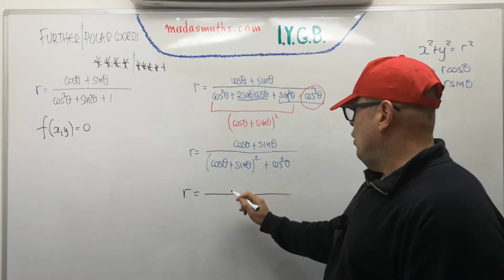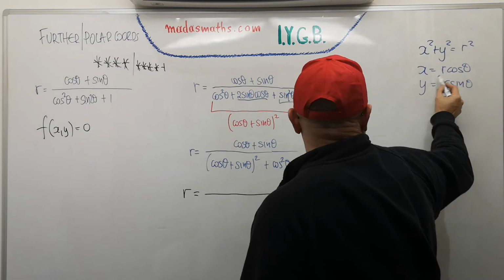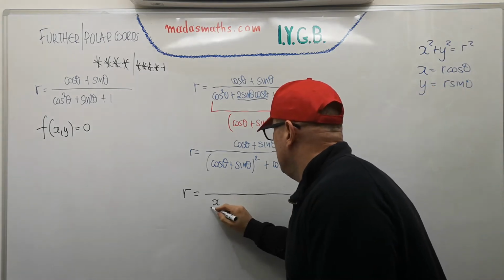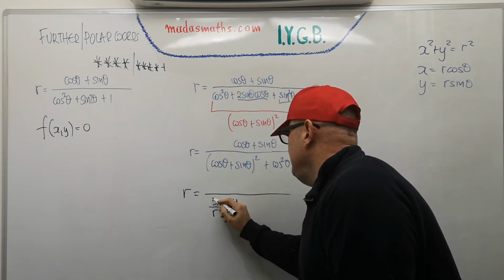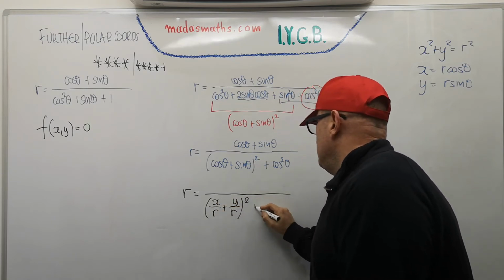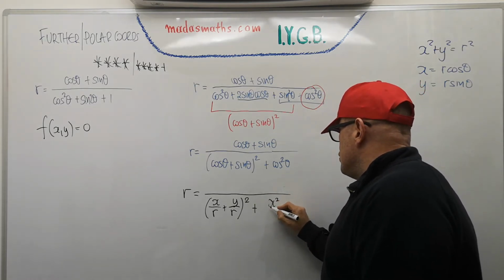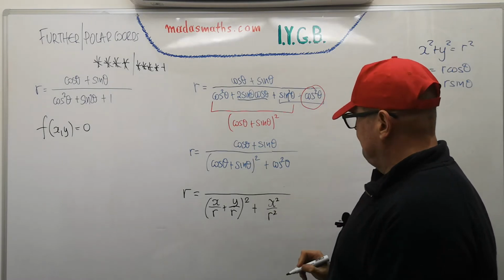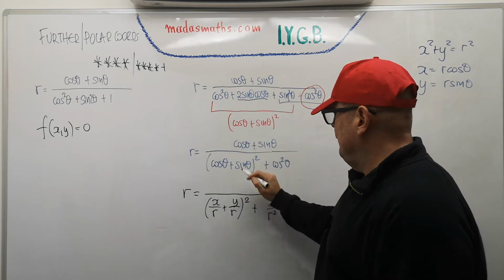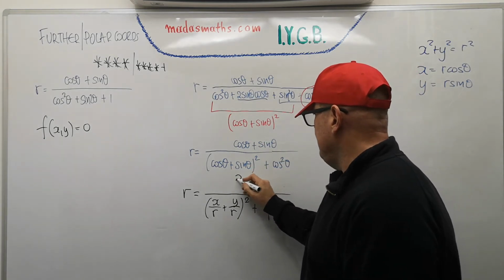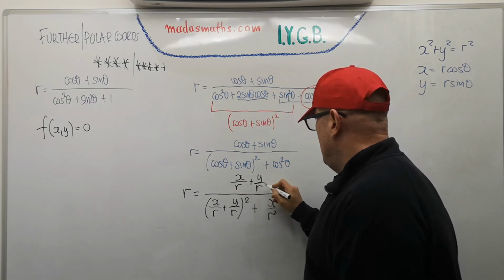So on the denominator, I'm going to have, of course, using the equation x is equal to r cos theta divided by your r, x over r plus y over r, that's my sine, all squared, plus I've got a cos squared, so that's going to be x squared over r squared. And on the numerator, I'm going to have just this bit here. That's my cos plus sine, but not squared. So x over r plus y over r.